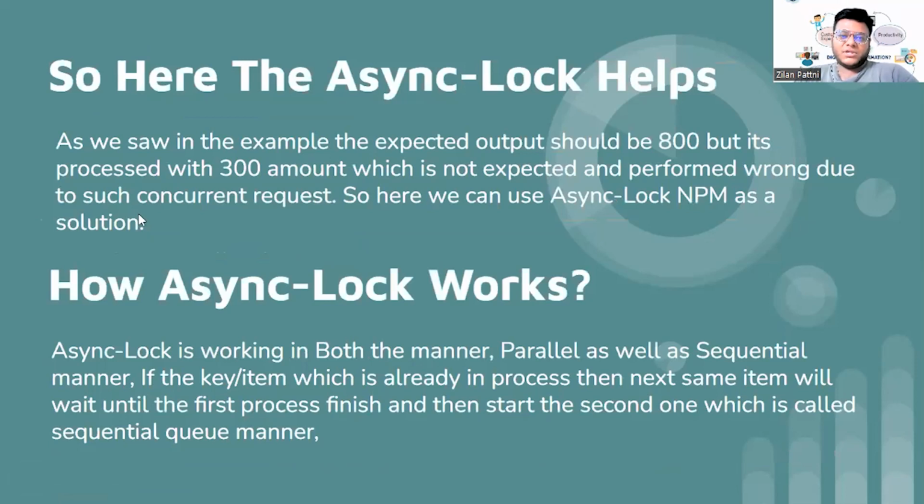Okay, so here Async-Lock will help you to process it properly. So how does Async-Lock work? Async-Lock works in both manners, as we said, parallel as well as sequential. If a key and item is already in progress in Async-Lock, then the next item with the same key will wait until the first process finishes, and then the second process starts executing.